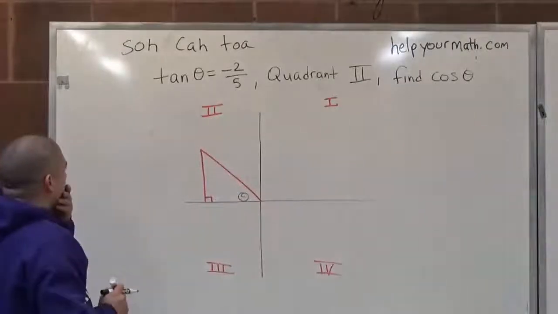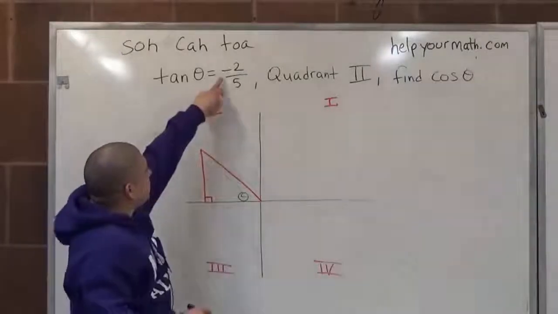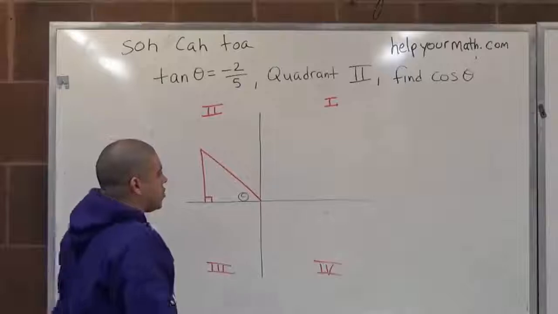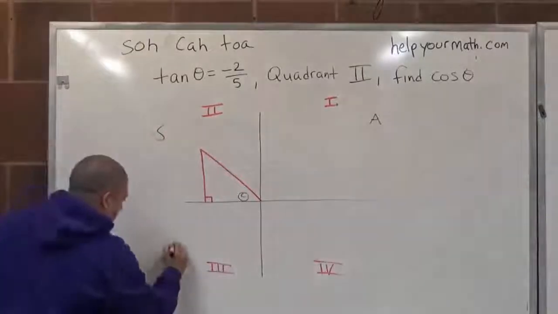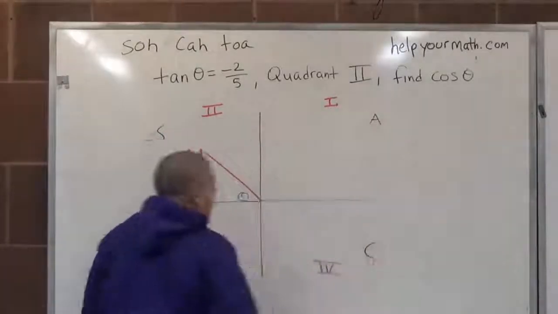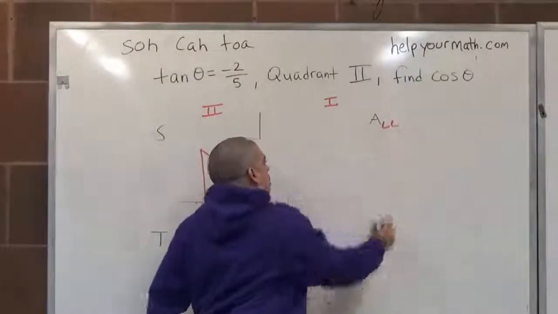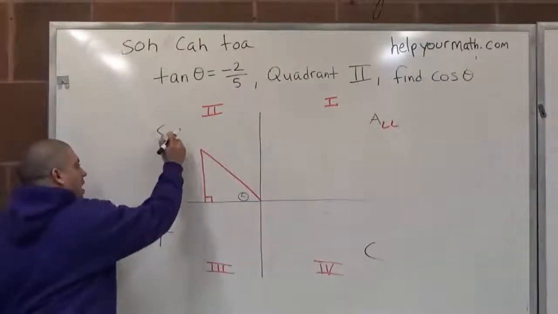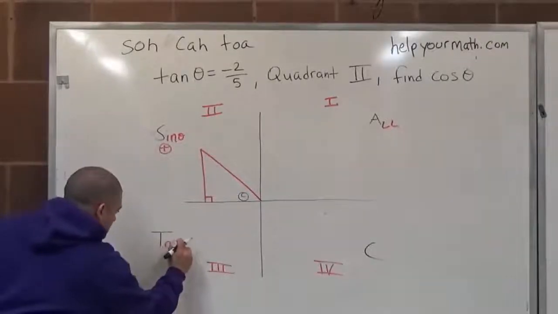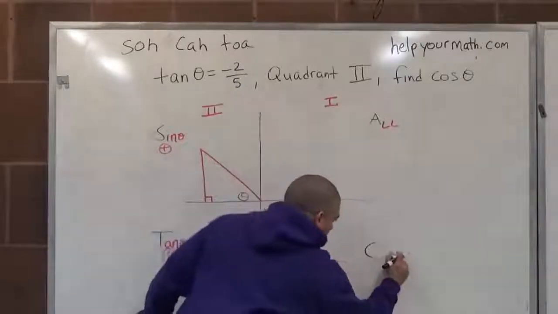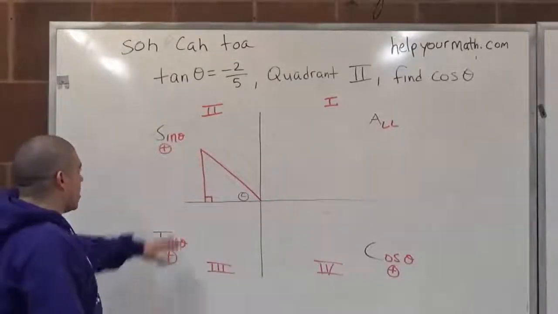So what are we going to do here? By the way, when it comes to these signs, there's a little acronym known as All Students Take Calculus. What that means is that all the functions are positive here. Over here, only the sine of an angle is positive. Over here, only the tangent of an angle is positive. And over here, only the cosine of an angle is positive. That's due to which quadrant the angle ends up in.